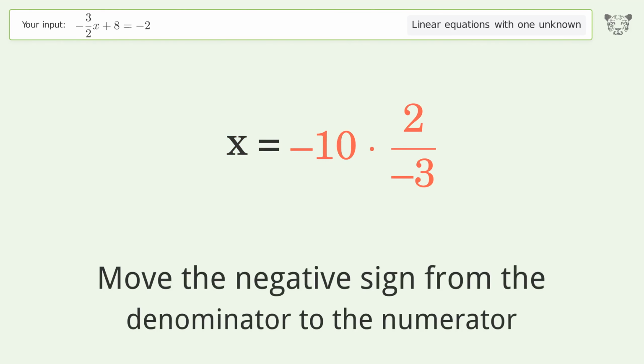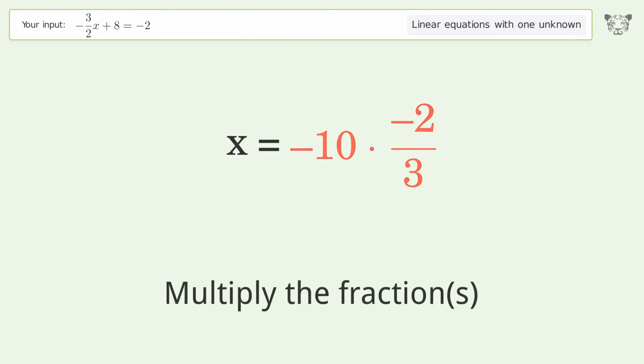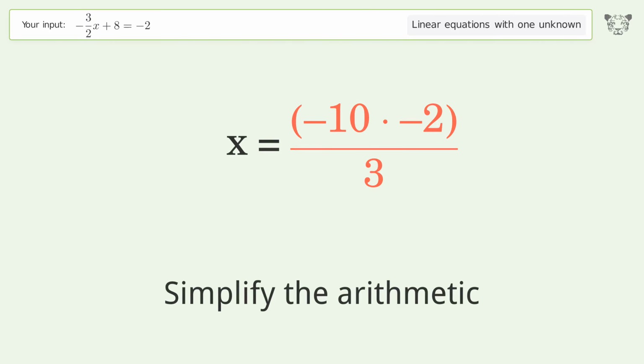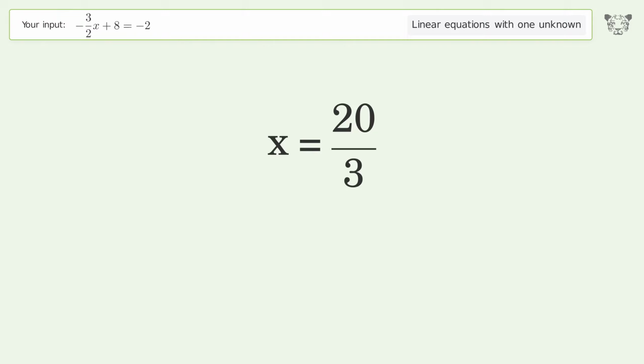Move the negative sign from the denominator to the numerator. Multiply the fractions. Simplify the arithmetic. And so the final result is x equals 20/3.